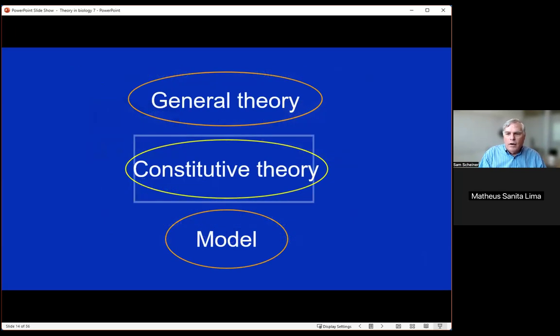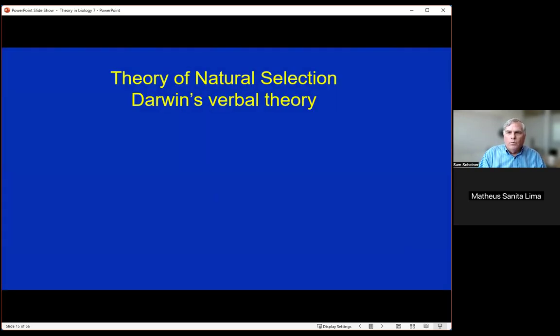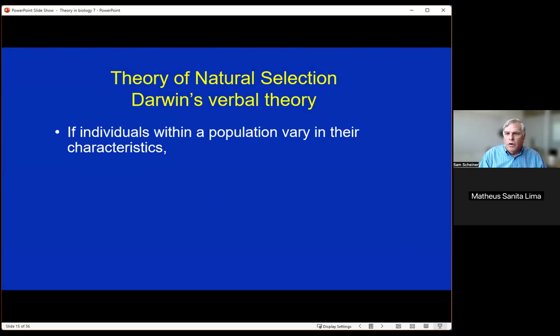So what are constitutive theories? I said they are the blueprints for building models, and I'm going to give you an example which hopefully you're all familiar with, showing you how constitutive theories link with models. We're going to use Darwin's theory of evolution by natural selection, because it's a great instance and one that we're all familiar with.